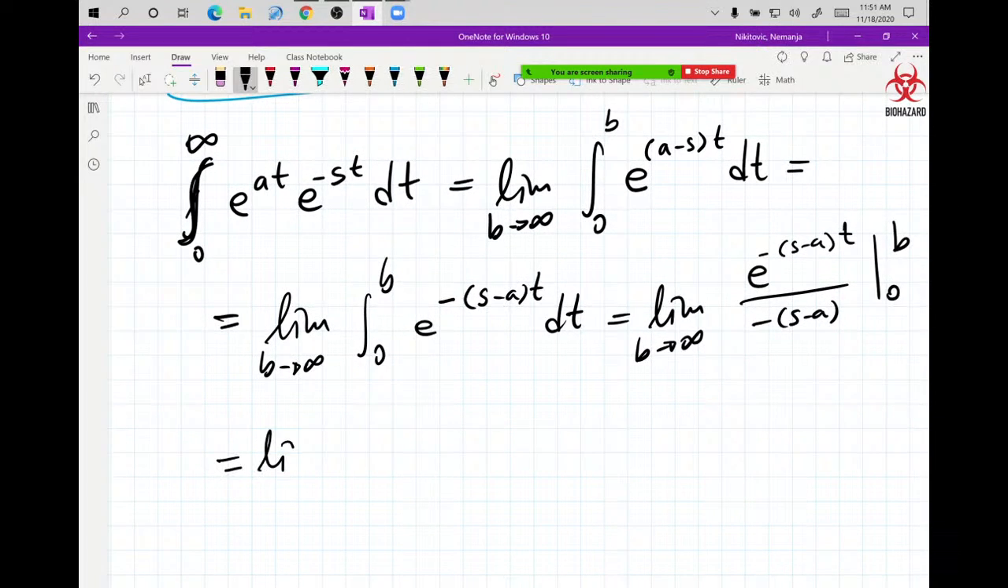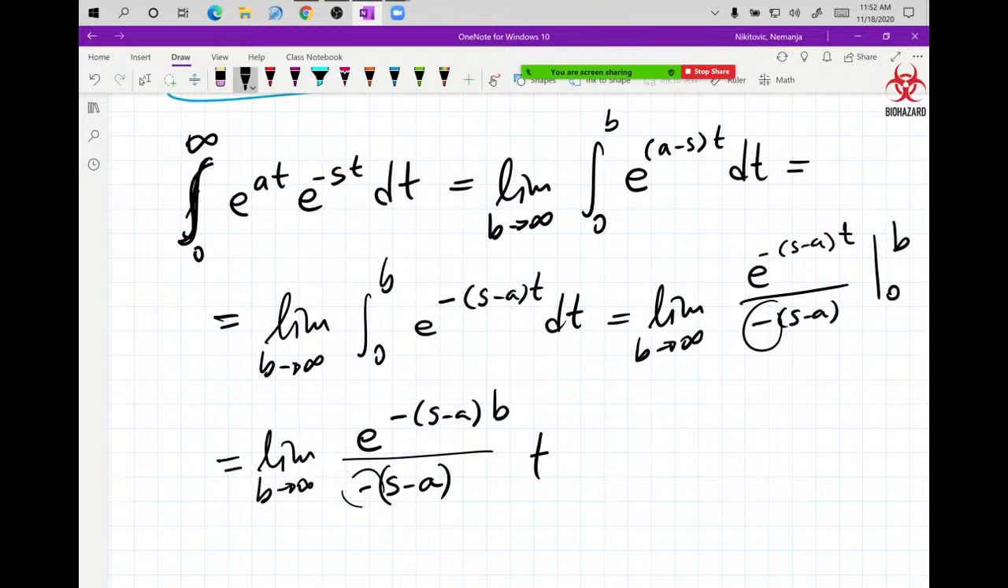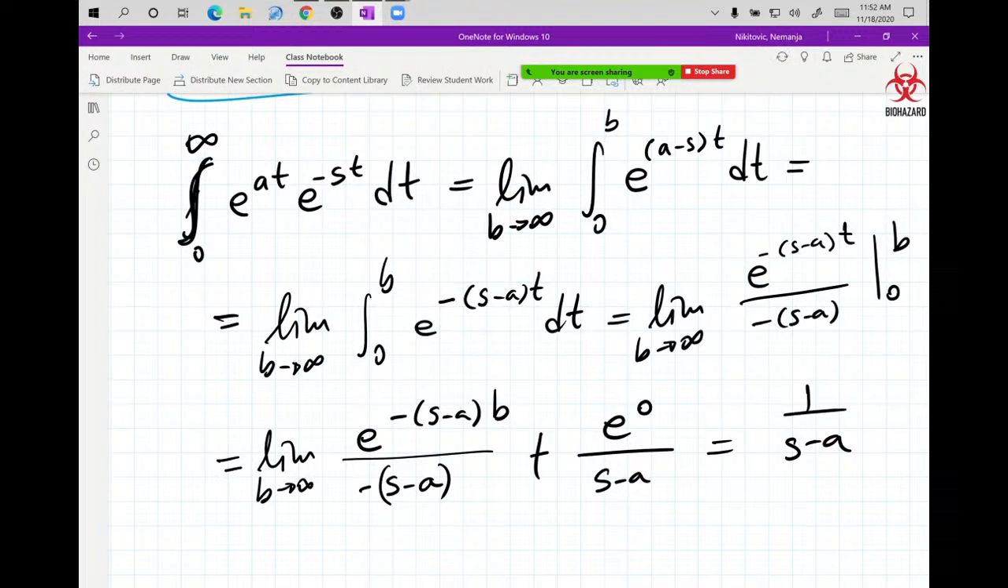And that is the limit as b goes to infinity. You have your e to the negative (s minus a) b over negative (s minus a), and then minus, and this minus will make a plus, and you have over here e to the 0 divided by s minus a, 1 over s minus a, because obviously this part goes to 0, it's e to the negative x.